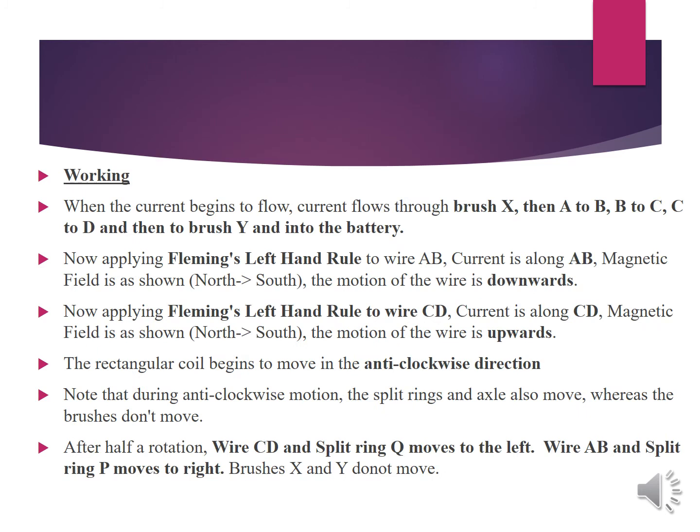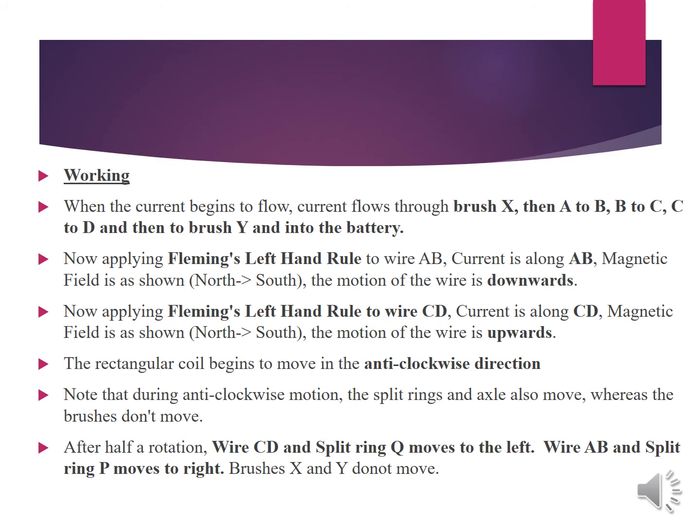How it works: the working principle of the electric motor. When the current begins to flow, current flows through the brush X, then A to B, B to C and C to D, and then to brush Y into the battery. Now applying Fleming's left hand rule to wire AB, the current is along AB, the magnetic field is shown, that means north to south. The motion of the wire is downwards.